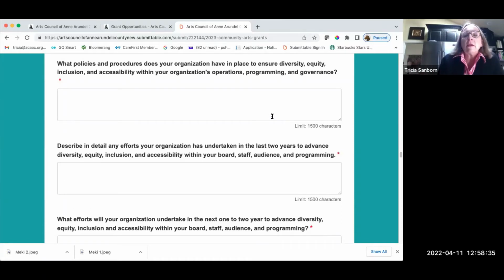So, here you're going to outline your DEIA policies and procedures that you have in place, efforts you've undertaken in the last 2 years to advance DEIA, and what efforts you'll be undertaking in the next 1 to 2 years to advance DEIA. Like Martha said, we have started some really fabulous programming with the Chesapeake Arts Center and Angela, who we just heard from, the Angel Wing Project. And we have a relatively monthly conversation about DEIA and the arts in Anne Arundel County.